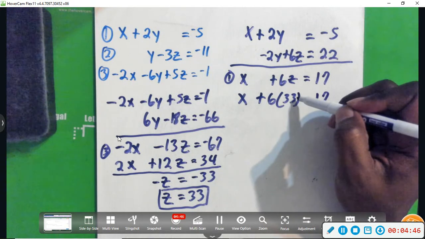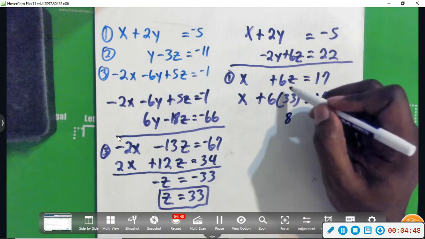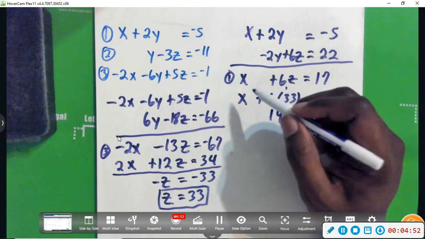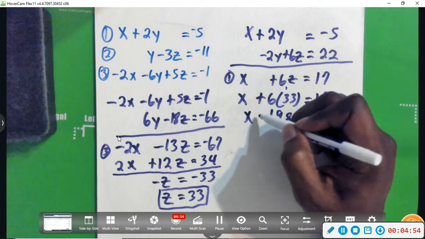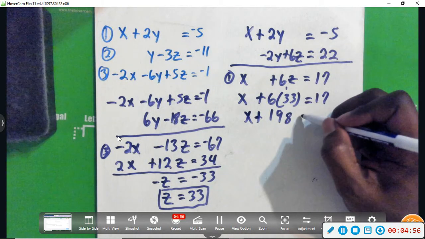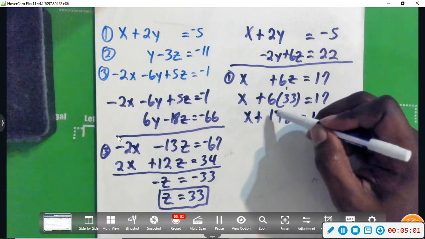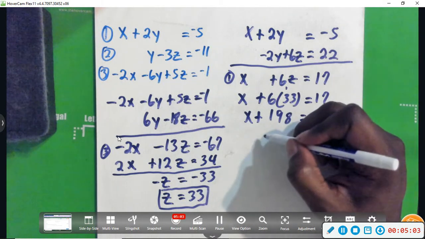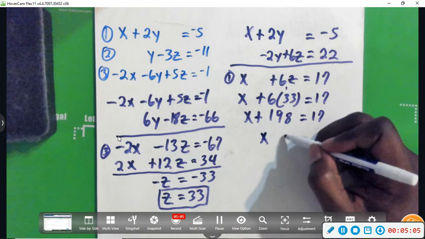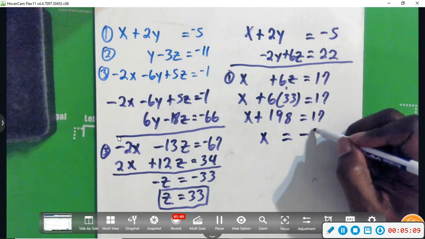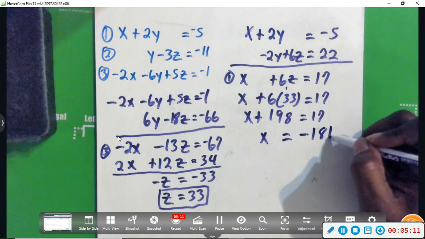and 6 times 3 is 18, carry your 1, 6 times 3 is 18, plus 1 is 19, and we have x plus 198 equals 17, and then we subtract 198 from both sides. It looks like x will be a negative 181.